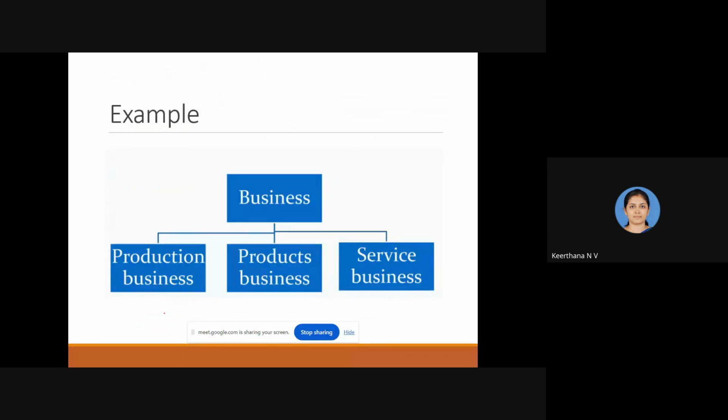So this is an example flow chart. If you are handling a business, this business can be a product business or production business or service business. So this is an example simple flow chart for what type of business a person is handling.